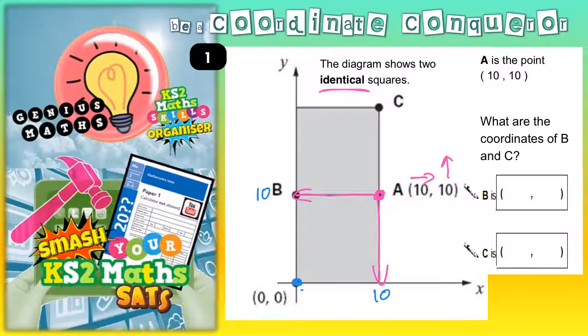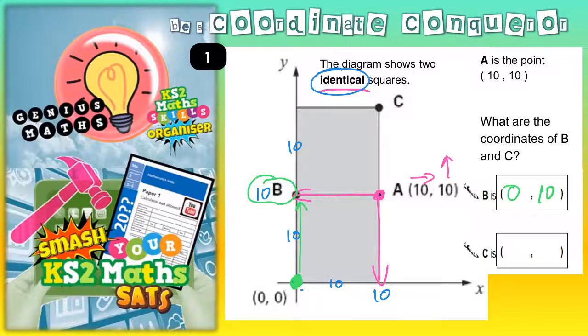Now, what we need to do is think about the fact that these are identical squares. So obviously, the side of each square is worth 10, which means this square is worth 10 as well. So if we look at B first of all, point B, if you start at 0, is nothing along, so that's 0 along, and we're going to go straight up to 10, which is what this is level with. B is level with 10, so that's going to be 0, 10.